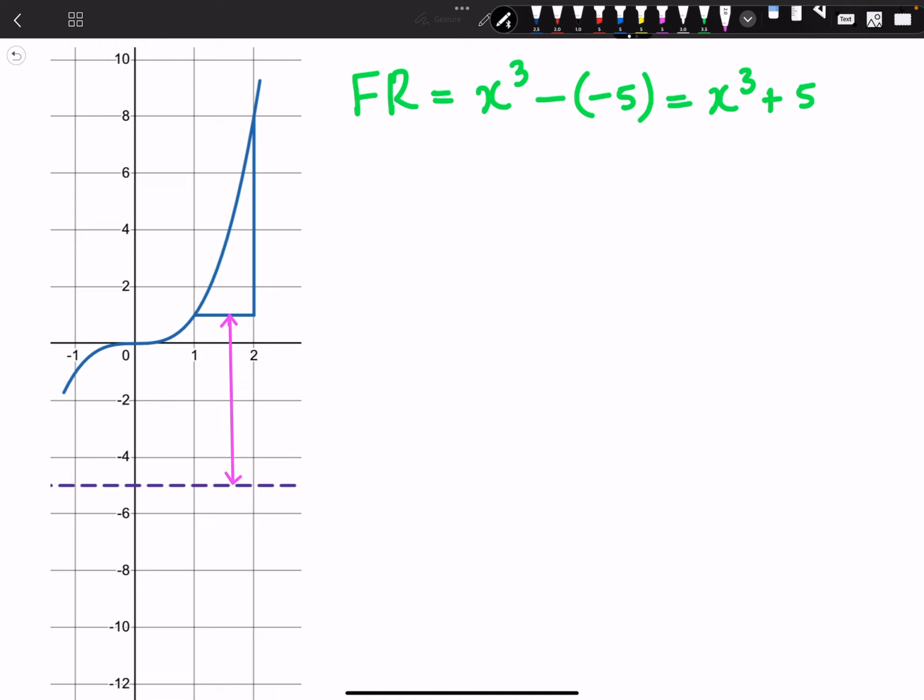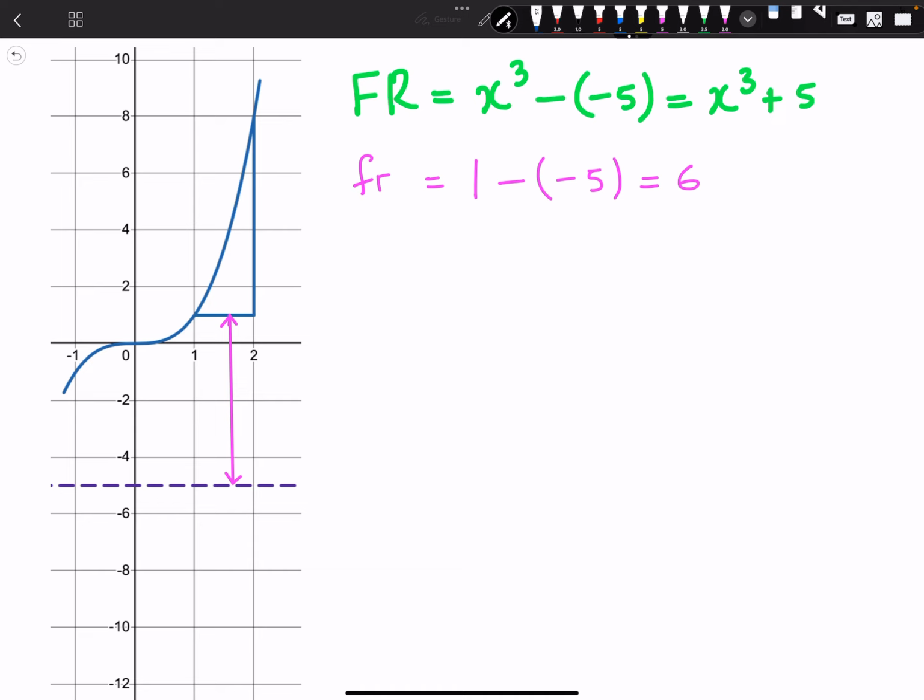And again, similarly, for the small or the inside functional radius, to find a distance between two graphs, it's always top minus bottom. So this is y equals 1 minus y equals -5. So I get 1 plus 5. This is going to be equal to 6.